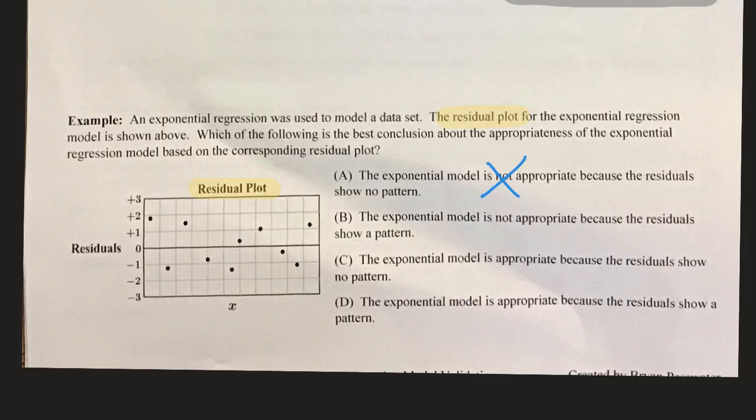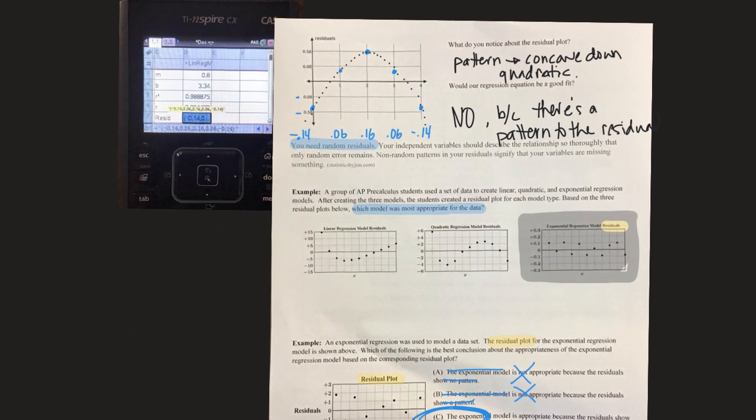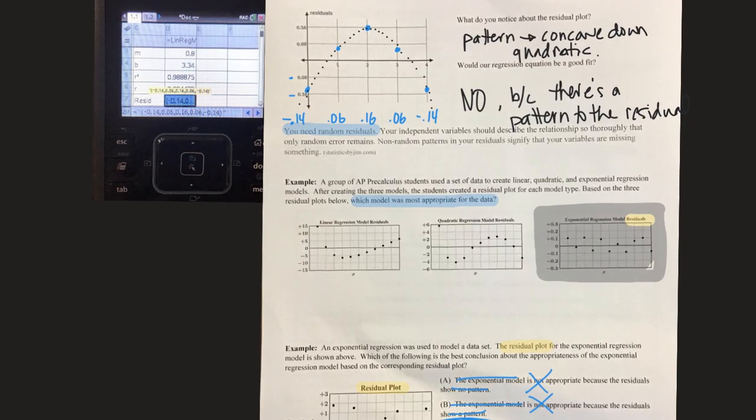So anything that says not is not going to be a correct answer, because this is a pretty good residual plot. It's random. There's some above, there's some below. It goes back and forth and back and forth. So is it C? Is it yes because they show no pattern, or yes because they do show a pattern? C, they show no pattern. So whenever we do a regression model, look at the residuals. What you want to see on a residual plot is no pattern being formed.